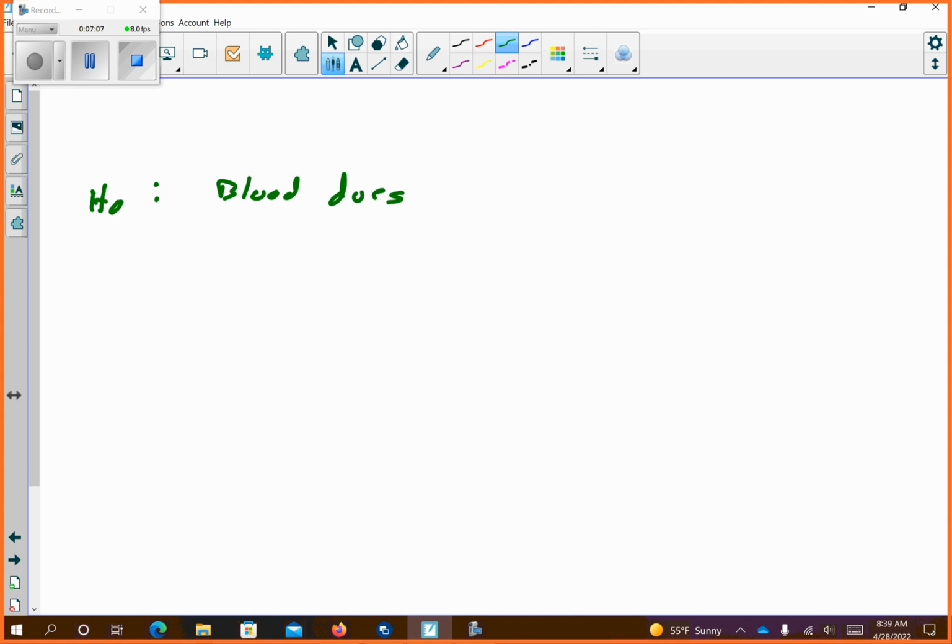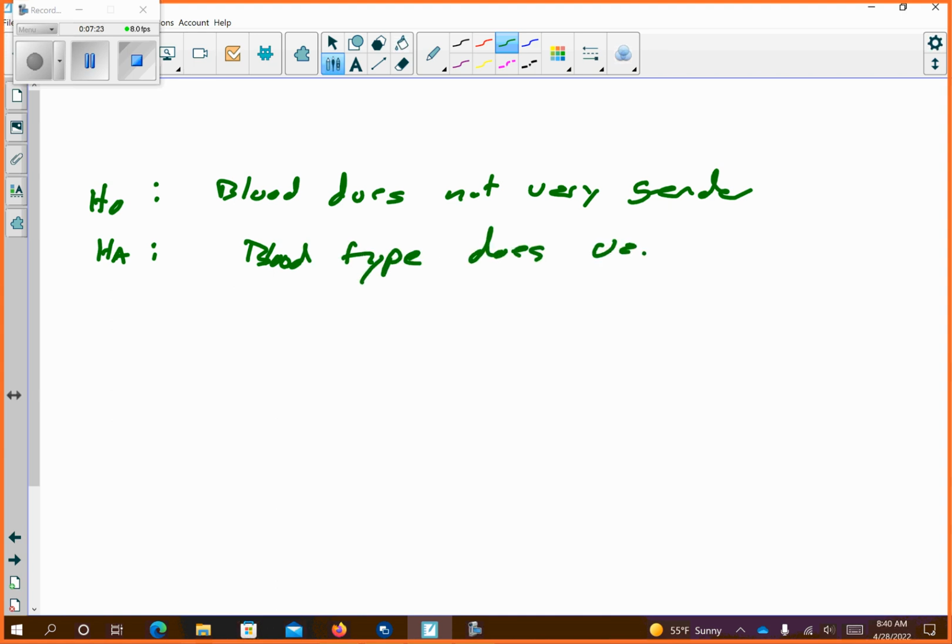type does not vary with gender. Alternative, blood type does vary with gender. Oh my gosh, my writing's getting worse and worse. All right, and then we fill out our information.